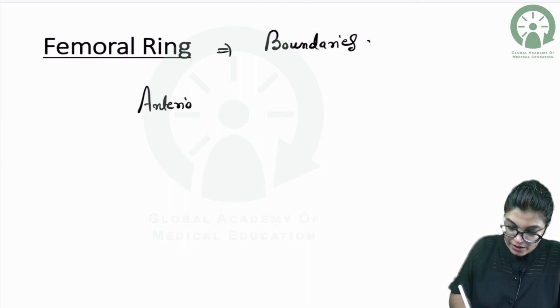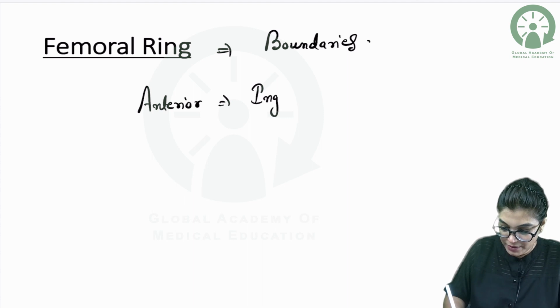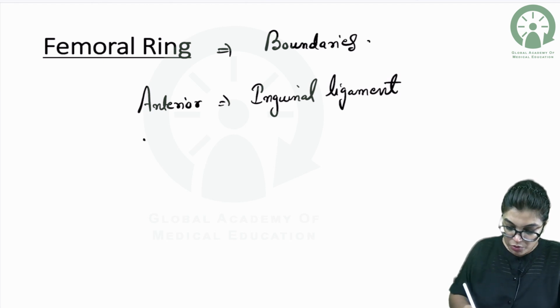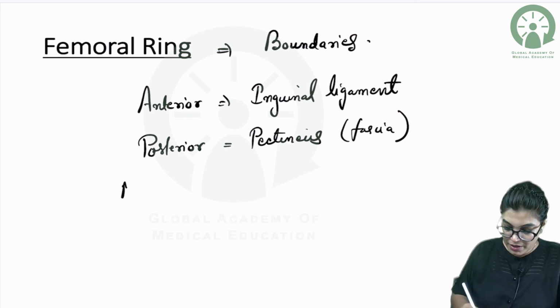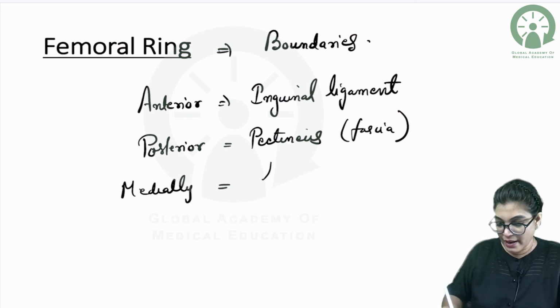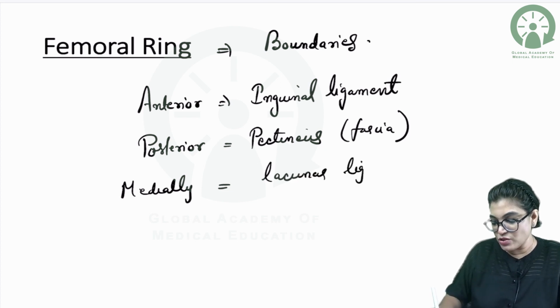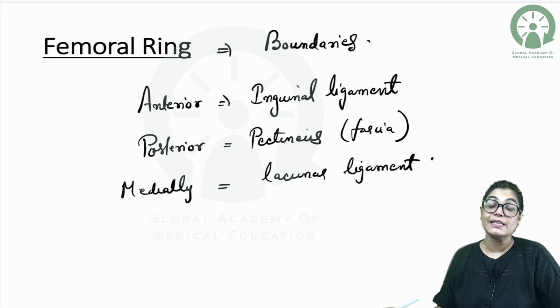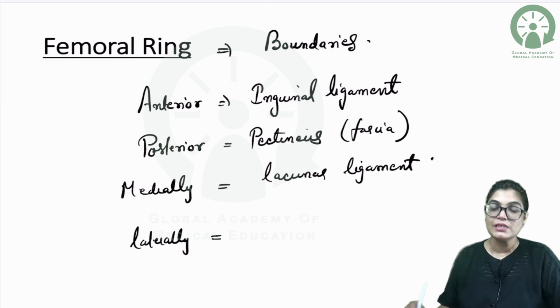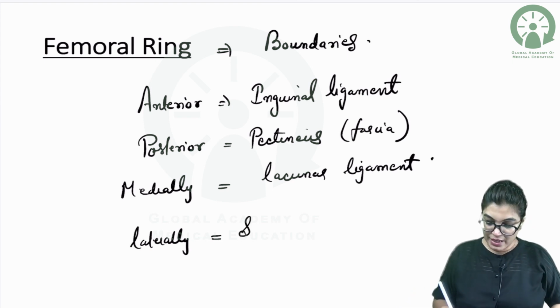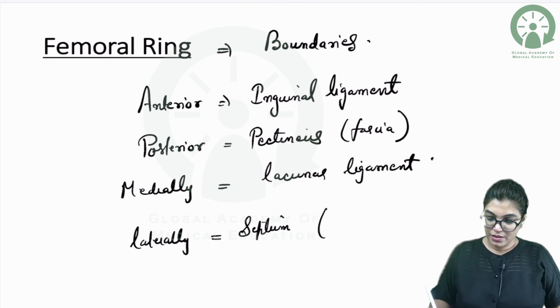Anteriorly, it is formed by inguinal ligament. Posteriorly, the femoral ring is formed by pectineus muscle fascia. Medially, the femoral ring is formed by lacunar ligament. What is lacunar ligament? Actually, this lacunar ligament is a medial extension of inguinal ligament. And laterally, there is a femoral septum which separates it from the femoral vein.